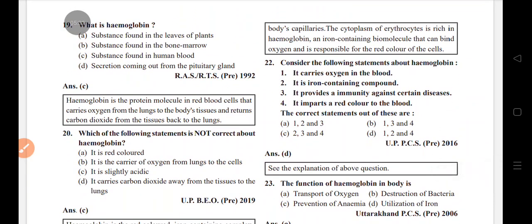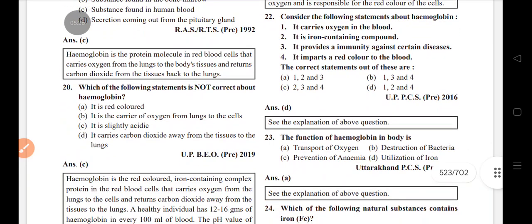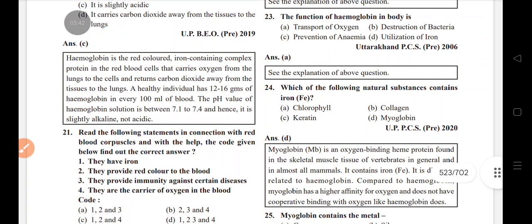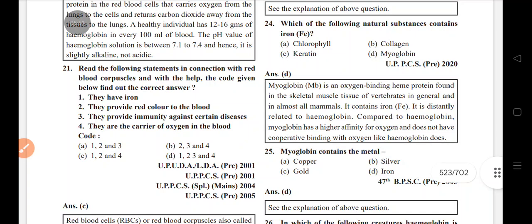Which of the following is not correct about hemoglobin? Slightly acidic. The pH is 7.1 to 7.4, it is alkaline. Read the following statements in connection with RBC with the help of the code given below. They have iron. They provide red color to blood. They are carriers of oxygen in blood.